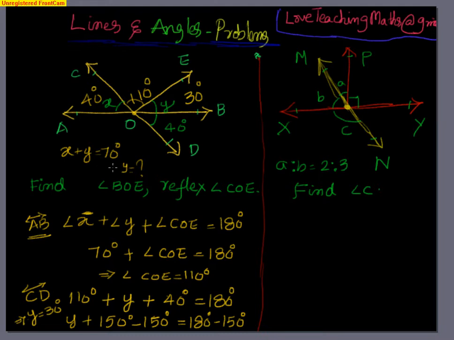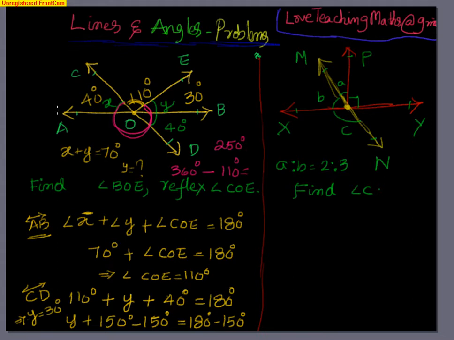And also what else have we been asked? We have been asked what is reflex COE. If COE is this angle, reflex COE is the angle you want to get: 360 degrees minus whatever that angle is, that's nothing but the reflex angle. So what will be the reflex COE? 360 degrees minus COE, which is 110 degrees, is equal to 250 degrees.